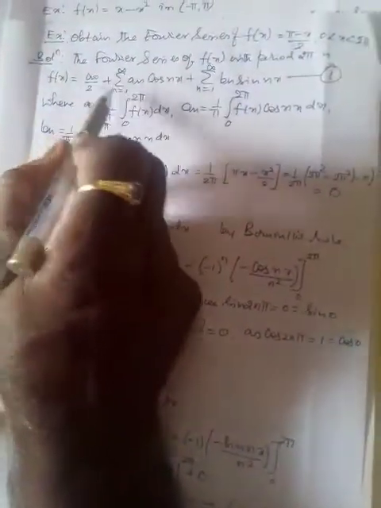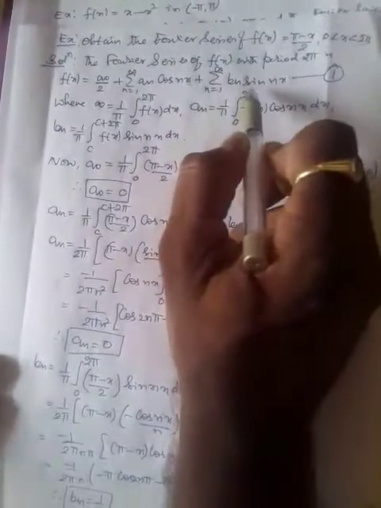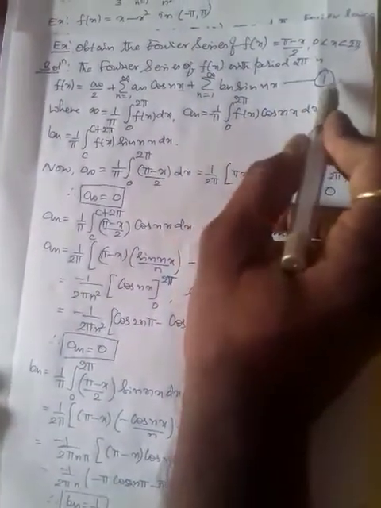How to get the period here? Take the end point of the interval, 2 pi, minus the initial point of the interval, 0. This will become 2 pi minus 0, which is 2 pi. This is the period of the given function, where f of x equal to a naught by 2 plus summation n is equal to 1 to infinity a n cos nx plus summation n is equal to 1 to infinity b n sin nx.